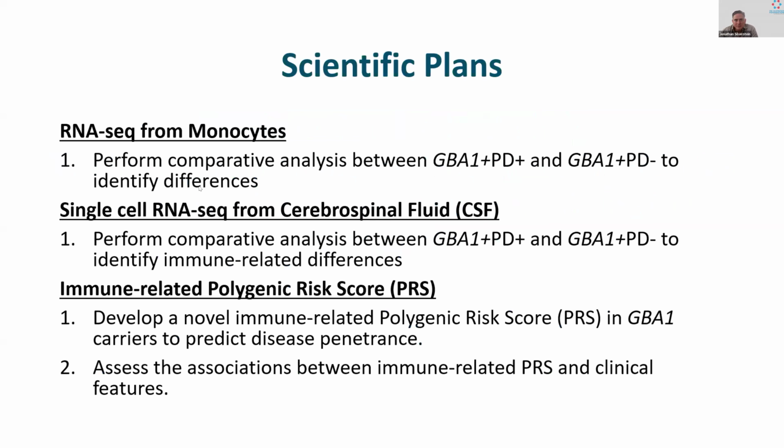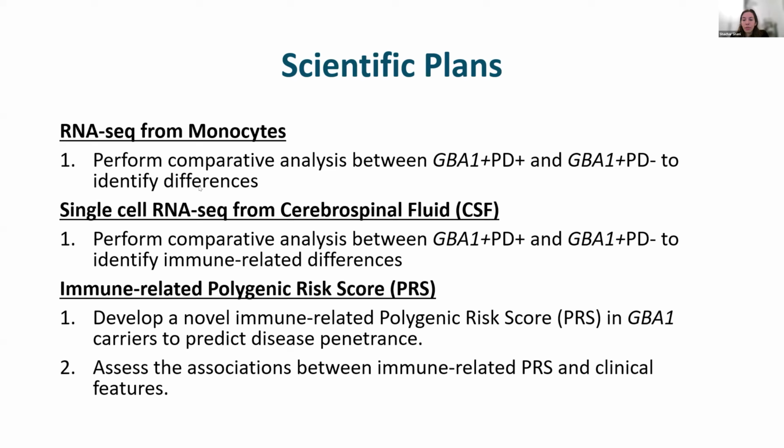Before I start, I'd like to briefly remind you of the aims of this project. The first aim is to use monocyte RNA sequencing data to investigate differences between GBA1 carriers with PD and unaffected GBA1 carriers. The second aim is to perform single-cell RNA sequencing of CSF to identify immune-related differences within the brain environment and to determine whether peripheral immune signals are also reflected in the CNS.